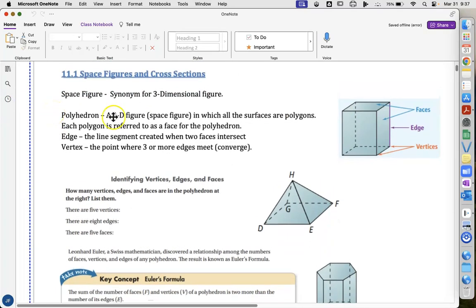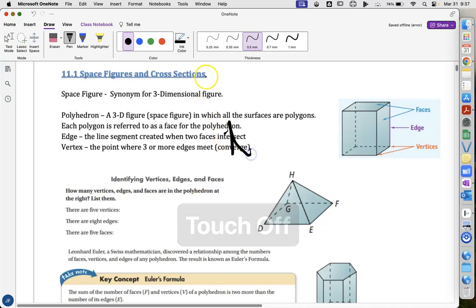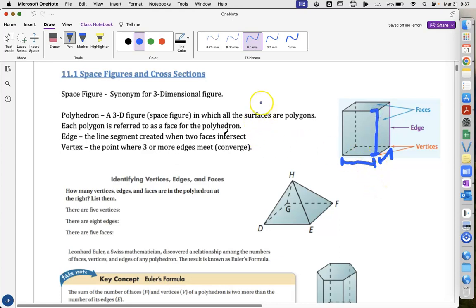First one here is a space figure, just a synonym for a three-dimensional figure. And the idea, again, talking about three-dimensional figures, if we've got this as our length, or width, doesn't matter. This then is the other, so maybe we've got length here, width there, and now we'll have our height, or our depth. That's our third dimension.